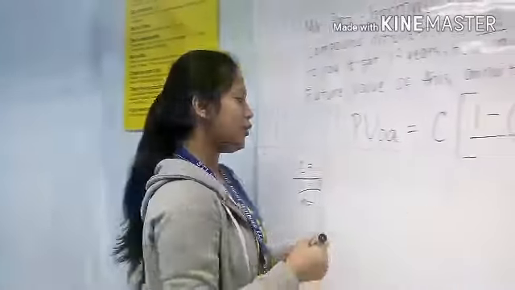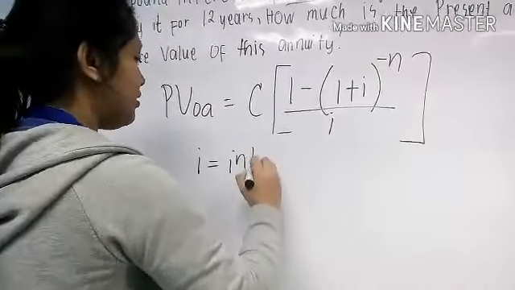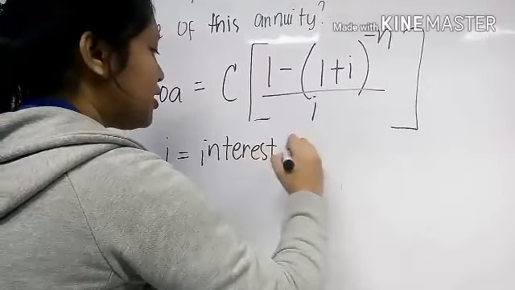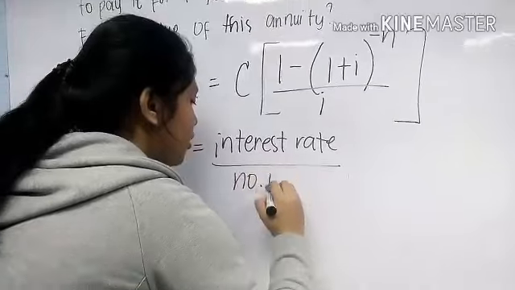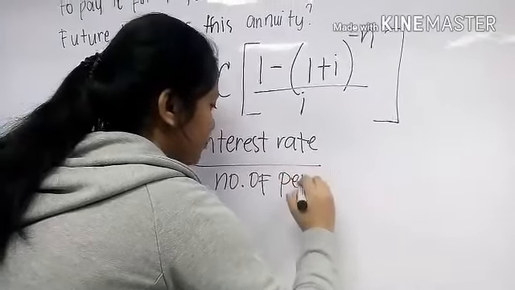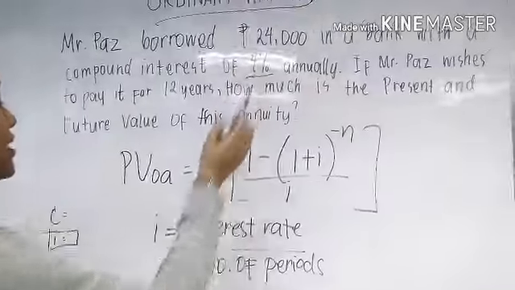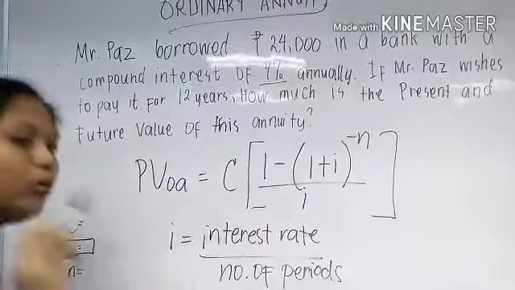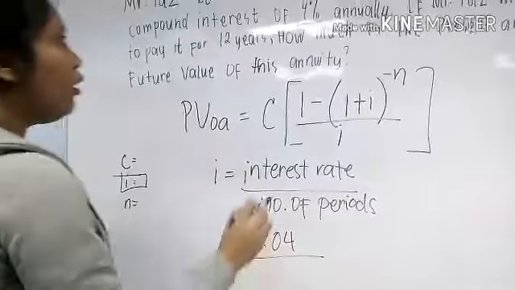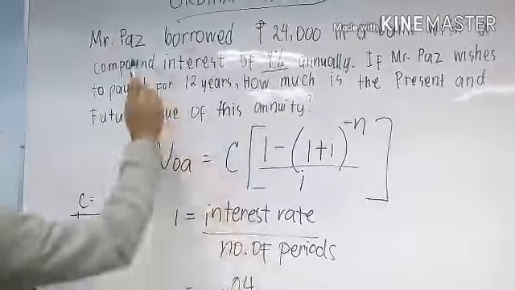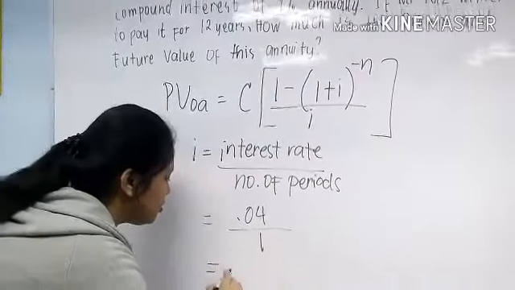For the interest rate, we have the formula I equals interest rate over number of periods. So we have a 4% interest rate, and we have to convert it to decimal. So we have 0.04 over the number of periods. The compound interest is annually, so I equals 0.04.